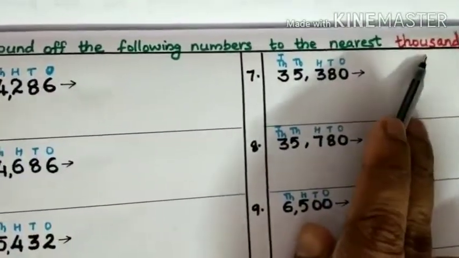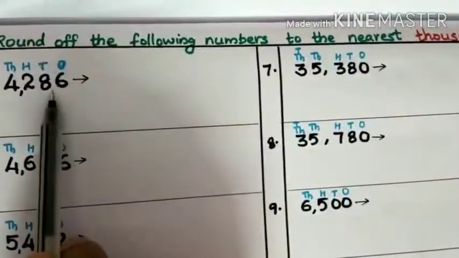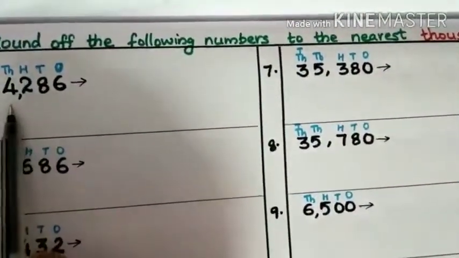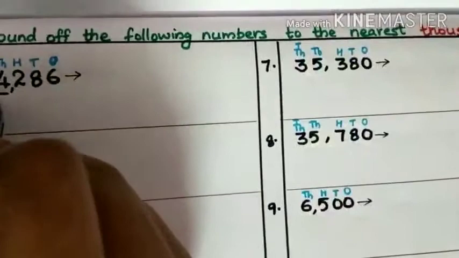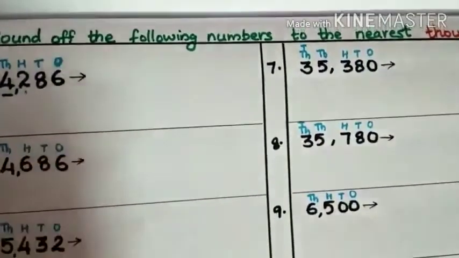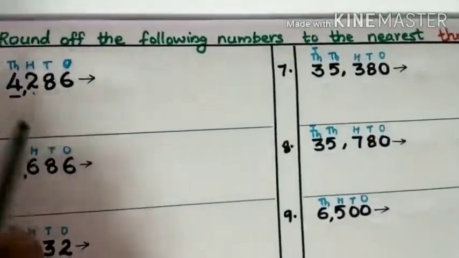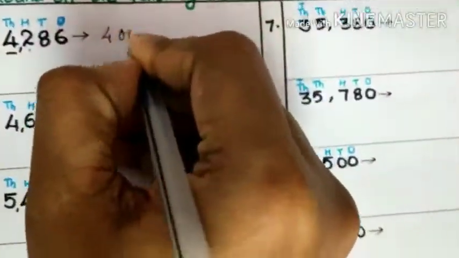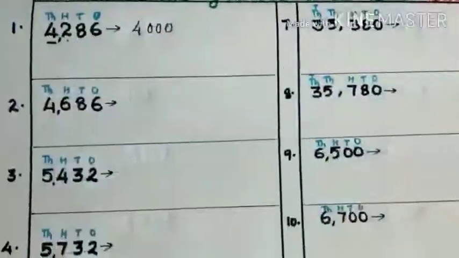Round off the following numbers to the nearest 1000. Nearest 1000. So underline the thousands place digit 4. 4286. Next digit is 2. 2 is less than 5. So no change for 4. 4000.